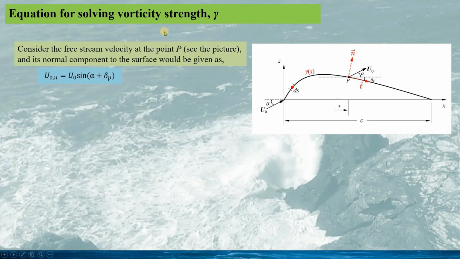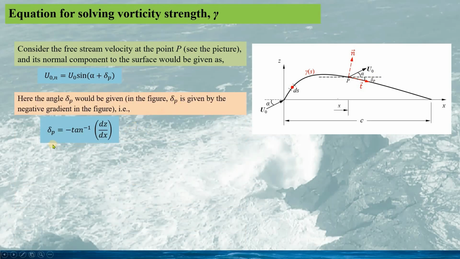Now we are trying to solve the vorticity strength gamma. The first thing we need is to build the equation for this vorticity. So now we consider the normal component of the free stream at the point P, which would be given by this. Here u0 is the velocity of the free stream, and alpha is the angle of attack. And delta p is the angle between the tangent of the camber line and the horizontal line.